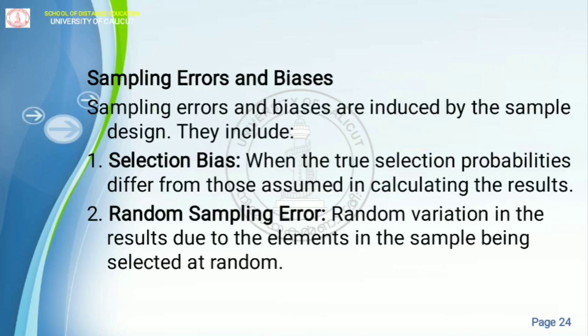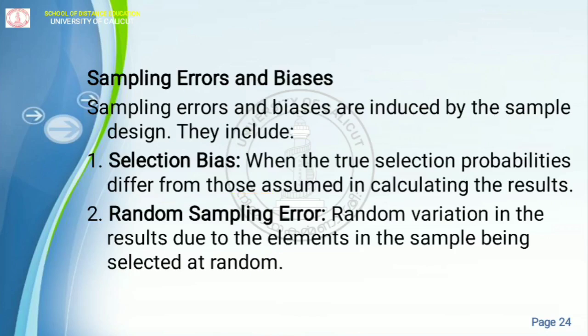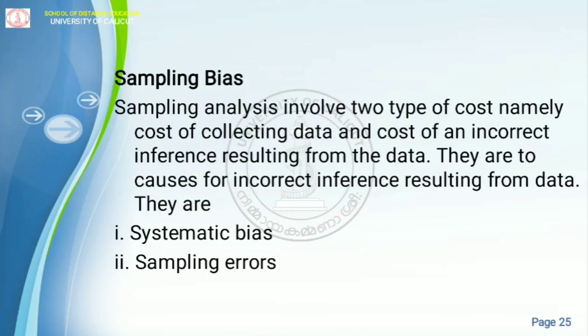Sampling errors and bias are induced by the sample design. Due to the sampling, or by taking a sample, there is some chance of error. So the sampling error may be due to selection bias or random sampling bias. Then sampling analysis involves two types of cost, namely the cost of collecting data and the cost of an incorrect inference resulting from the data.